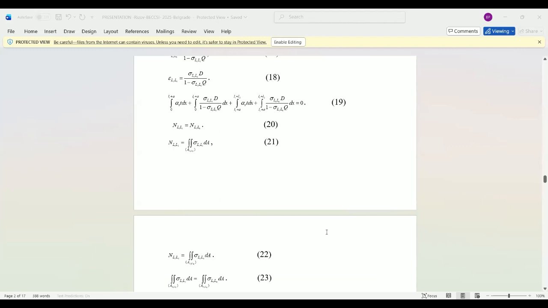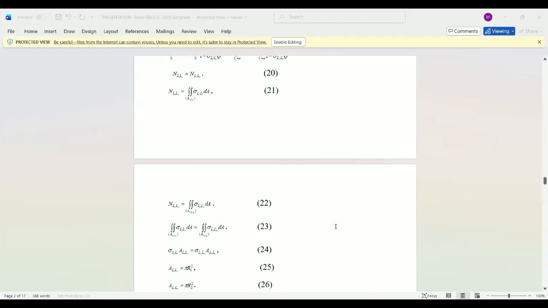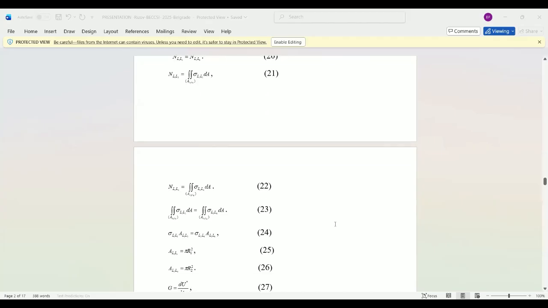Then equation number 19 is transformed as given in equation number 23. From the fact that the stresses induced by the axial forces are distributed uniformly in the bar cross-section, it follows that equation number 23 can be rewritten as given in equation number 24. Here, the cross-section areas are given in equations number 25 and number 26.